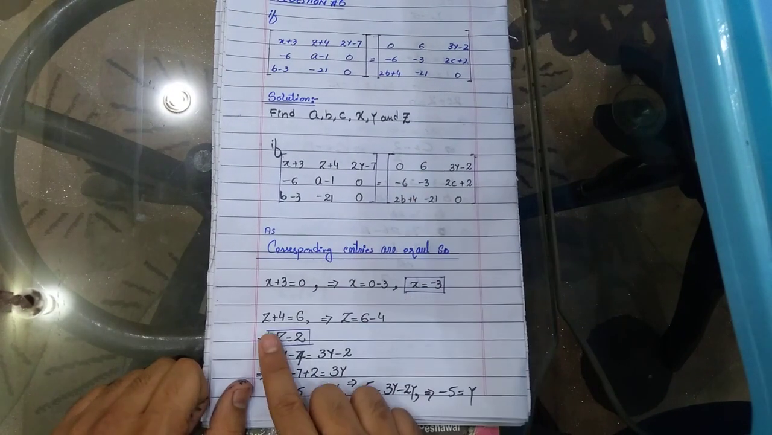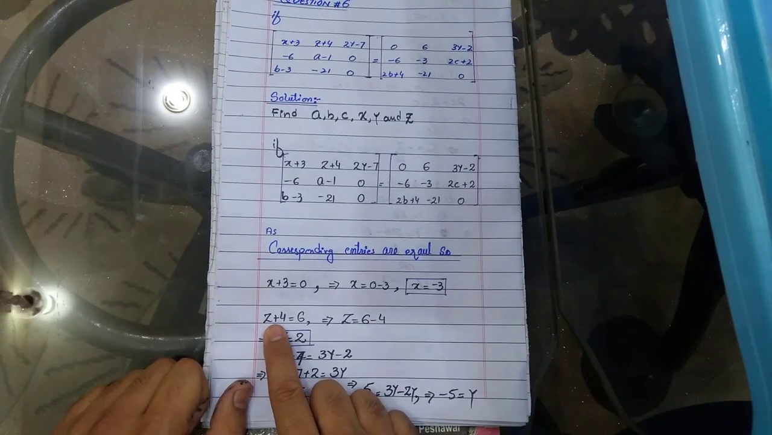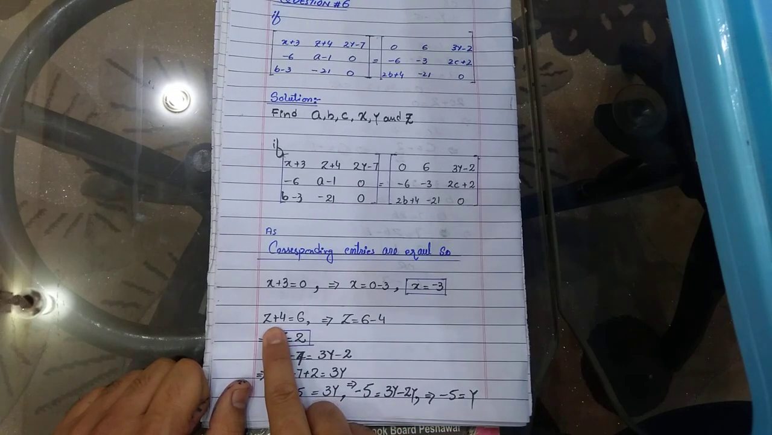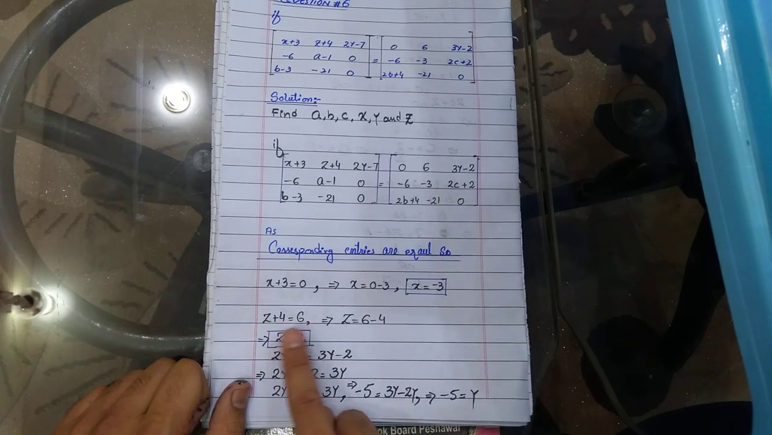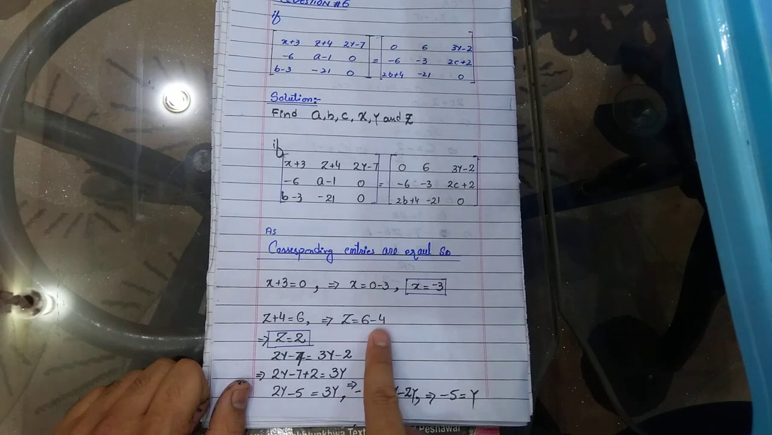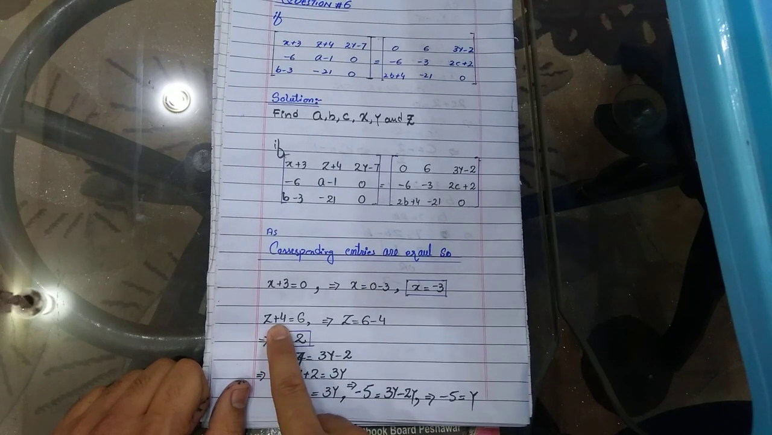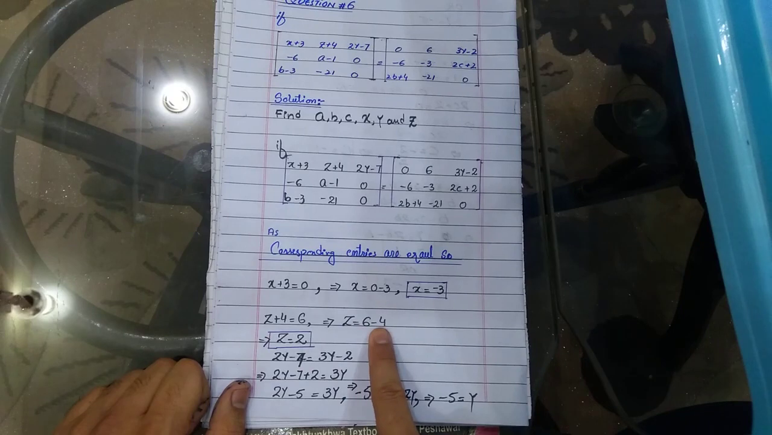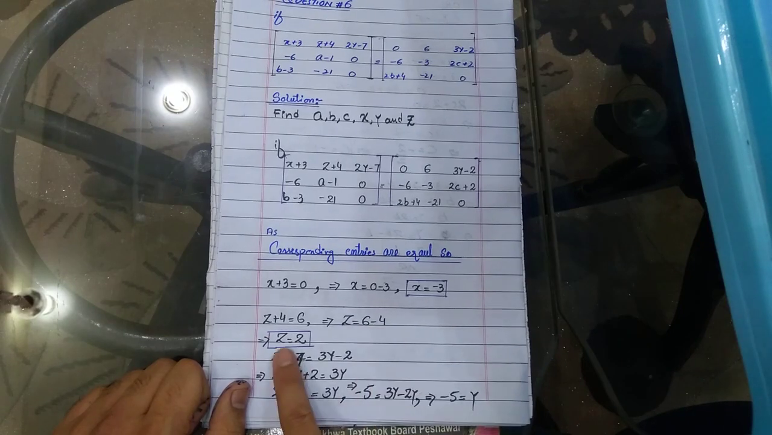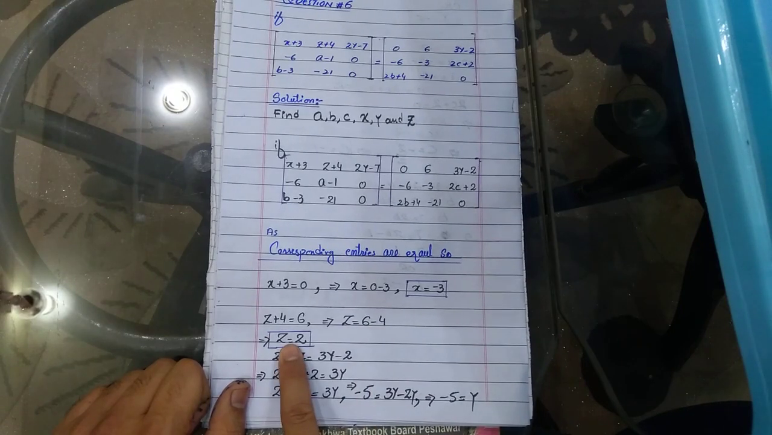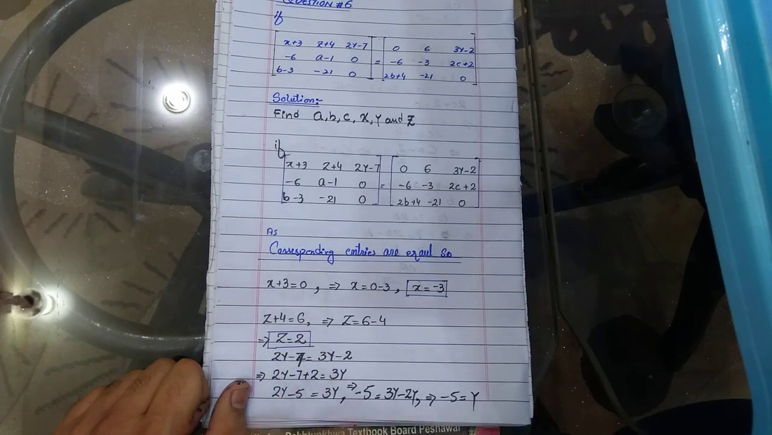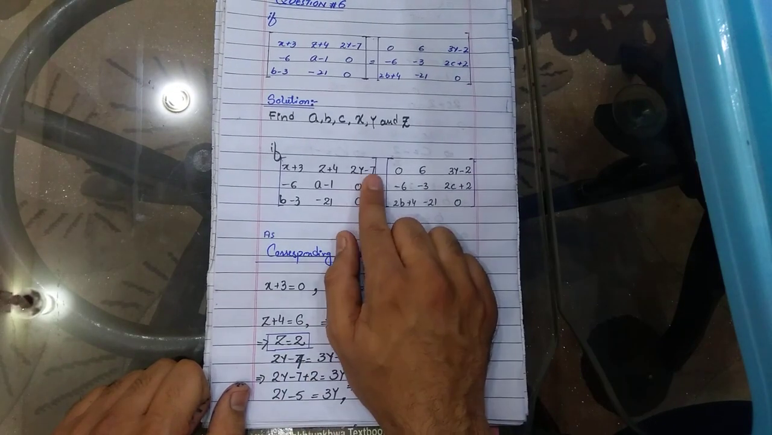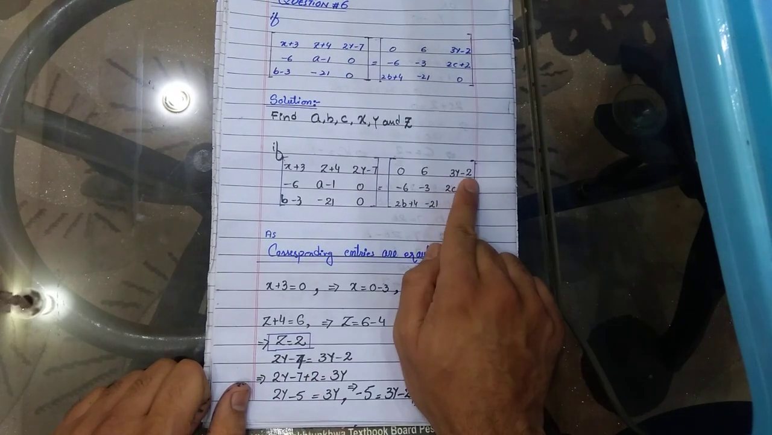Now look here student, z has an extra term plus 4. To get rid of this plus 4 and to find the value of this z, you have to shift that plus 4 over to the right hand side. If this is plus 4 here, it will shift over there and it will become minus 4. 6 minus 4 will give you answer 2. So the value of z is 2. Over to the next thing. 2y minus 7 is equal to 3y minus 2.